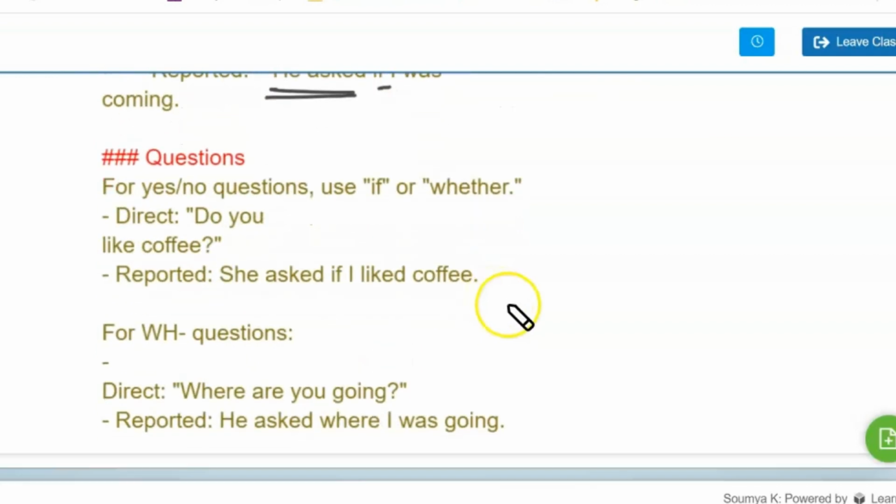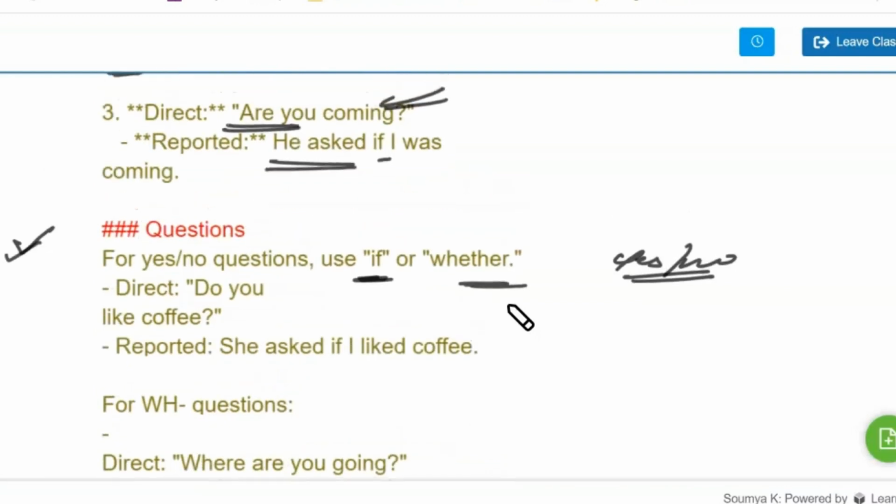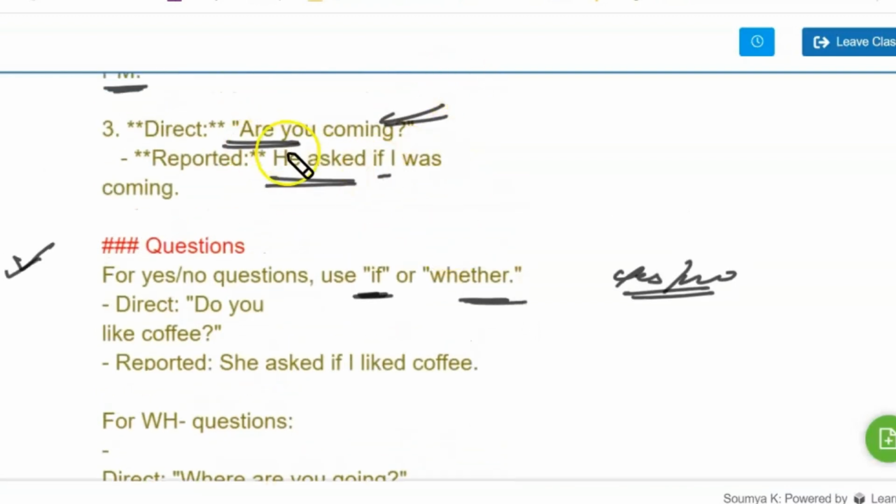Next rule change is for questions. For yes or no questions, use if or whether. If the answer to that question is yes or no, convert that question into the if form. For example, like the example you have just seen, are you coming? Either the answer is yes or no. In such a case, if has to be added.